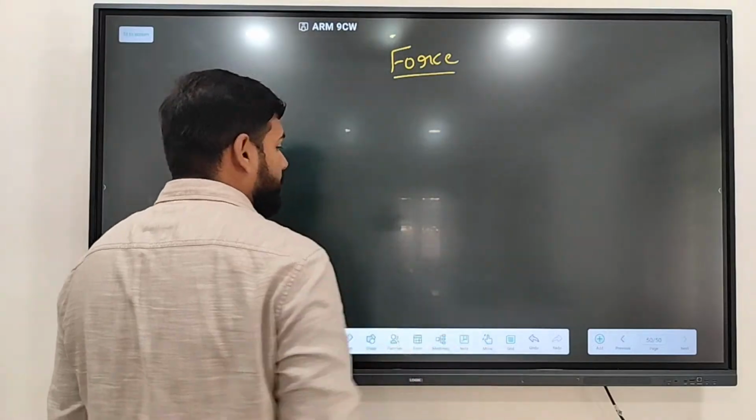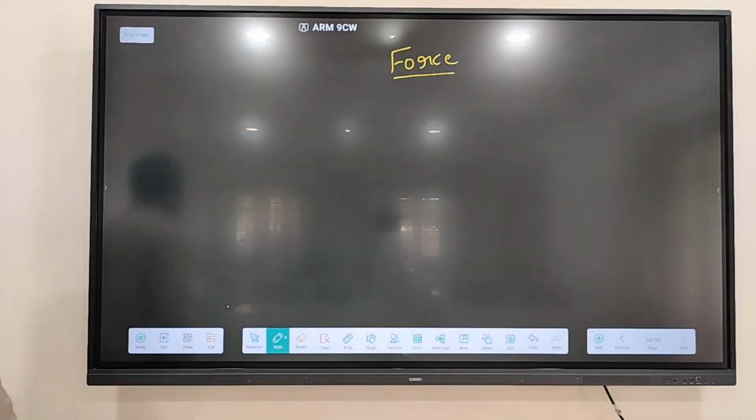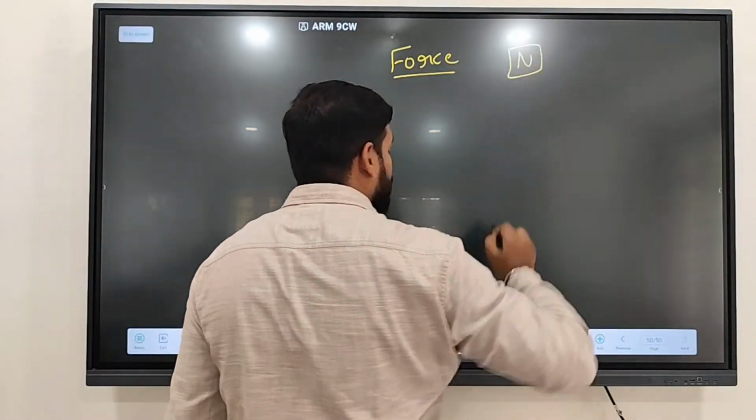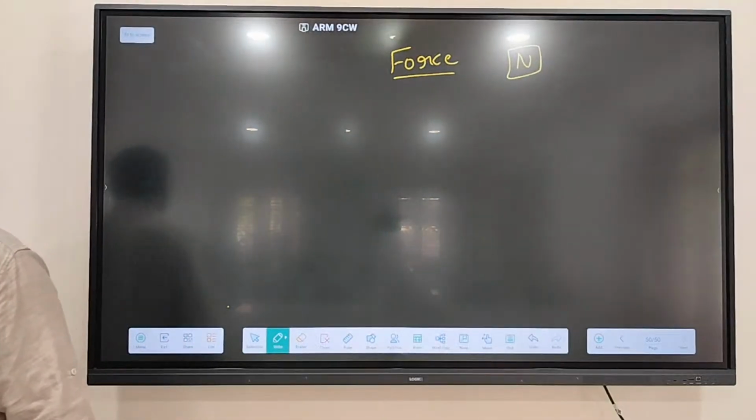SI unit of force, Newton. Force's SI unit is Newton. Force means the physical quantity required to change the position of the object from the state of rest or motion.